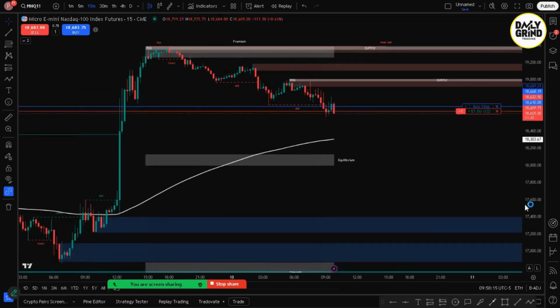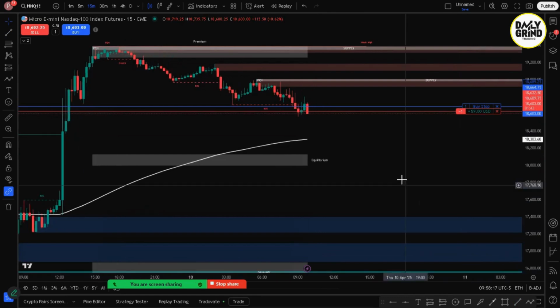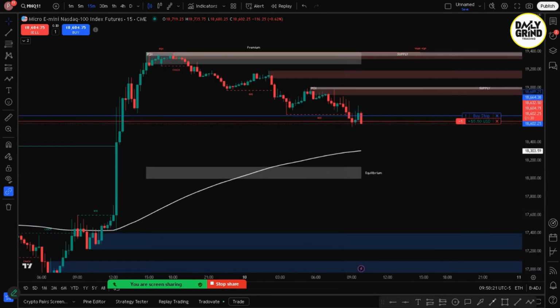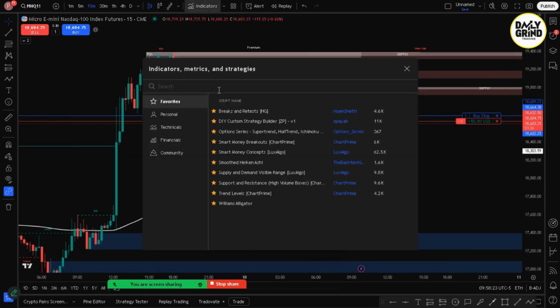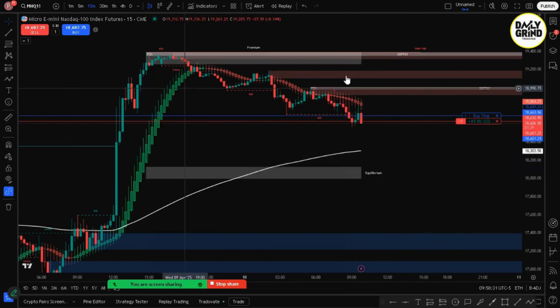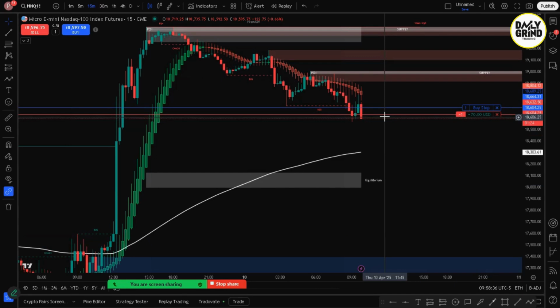Heikin-Ashi candles? No, these are regular candlesticks. An indicator that I use sometimes is called Smooth Heikin-Ashi. This one, and it's an overlay, and so it looks like that, and it pretty much tells you when volume changes on levels. So here at the supply zone, you see it changed from green to red, showing that sellers were coming into the market.